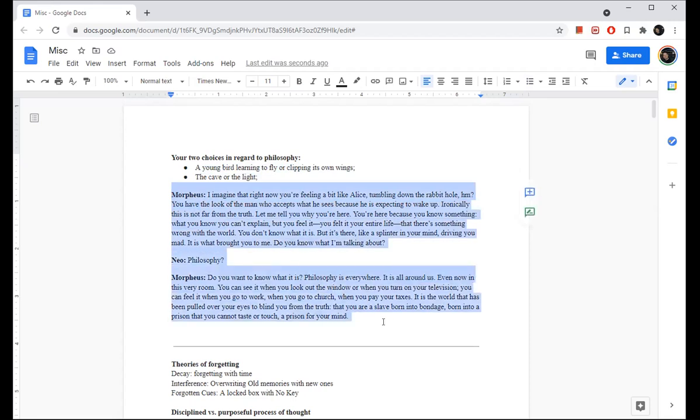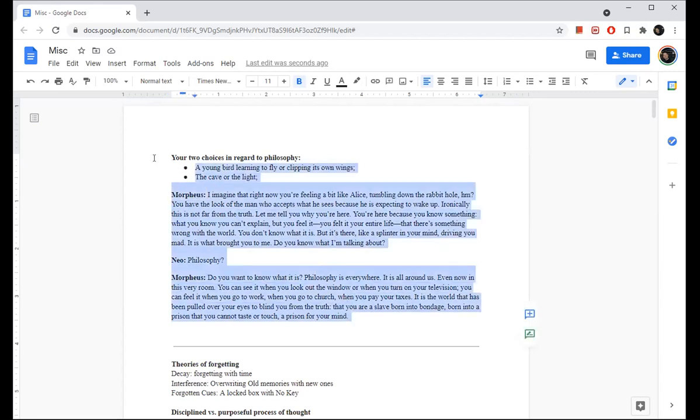Or another one is actually the Matrix, right? Where he talks about how you come to philosophy because you felt it your entire life that there's something wrong with the world. You don't know what it is, but it's there like a splinter in your mind, driving you mad. It's what brought you to me. And then I just replaced Matrix with philosophy. And then philosophy is everywhere. It's all around us. Even now in this very room. Any thoughts on those analogies?